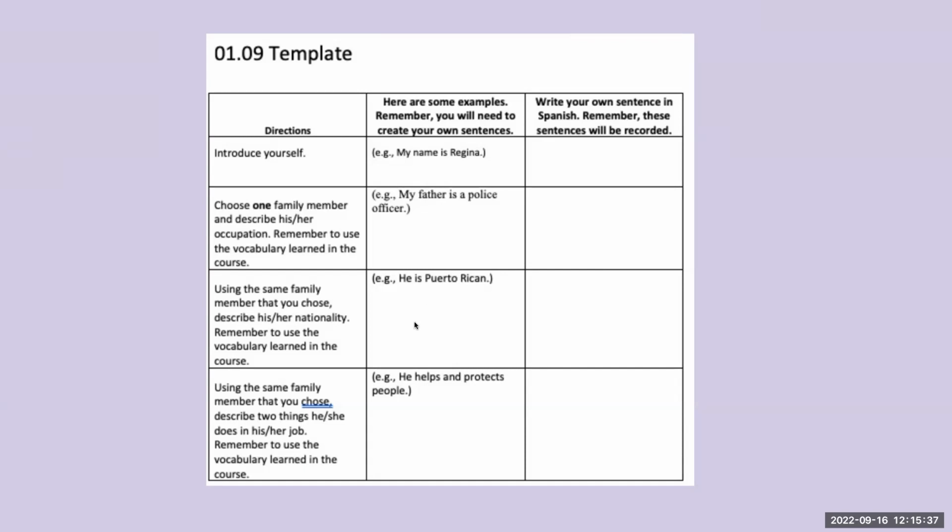Okay, Joamel says, mi papá es un puertorriqueño. The only thing I'd change, Joamel, is you don't need un. You don't want to say he is a Puerto Rican. You would just say he is Puerto Rican. So mi papá es puertorriqueño. All right, so now we've got our nationality down.